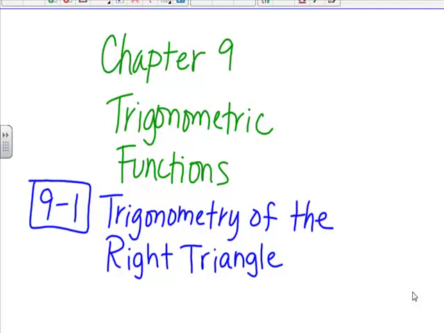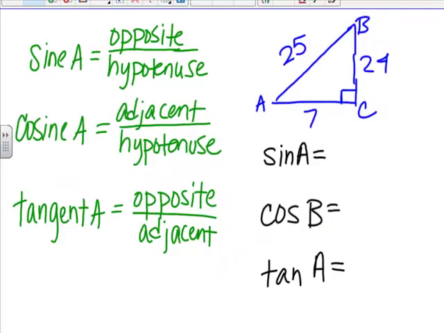So this class is called Algebra 2 Trigonometry, and this is why. Chapter 9, we enter the land of trigonometric functions. We're going to start with 9.1, which is trigonometry of the right triangle, which is really a review. I'm going to be brief and try to focus on things that are more appropriate for this class.